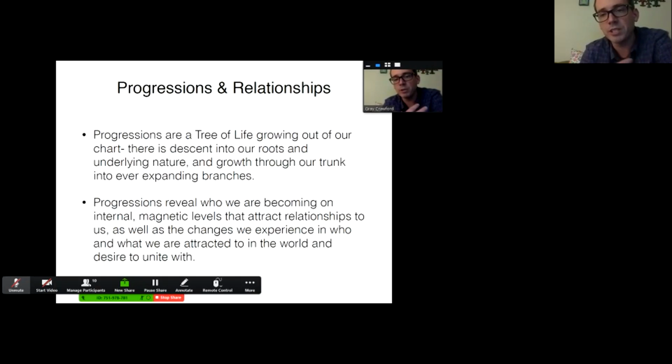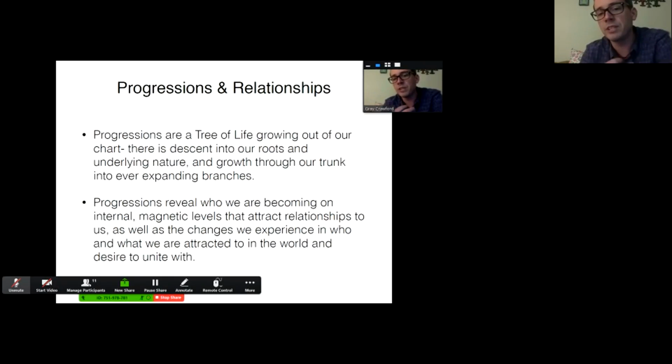But by progressions, we start unlocking these things. There's movement. So it's kind of showing where you're becoming, and there's movement away from what these natal charts are. And so in terms of relationships, it's sort of revealing who we're becoming on these internal magnetic levels. So there's one part, it's kind of showing who are we attracting to us in our life. Who's showing up for us at this particular time.